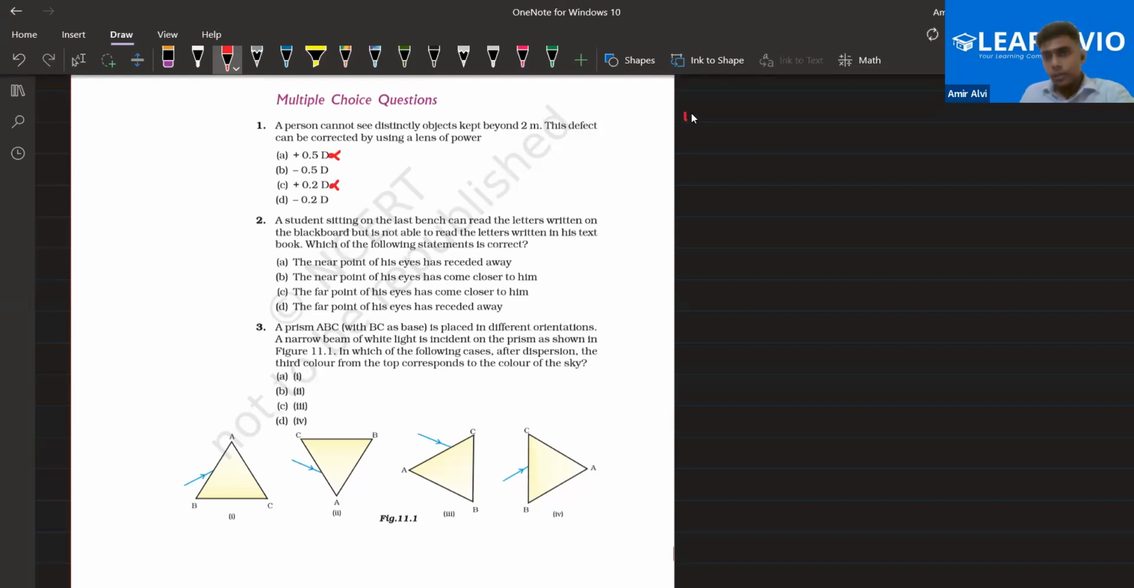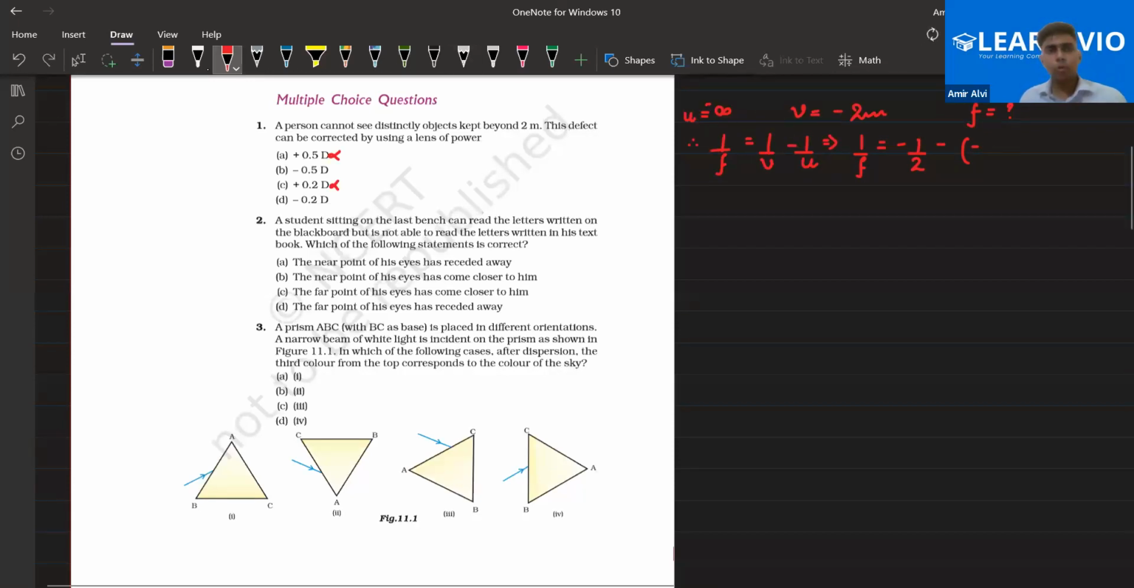In this case, the object distance would be infinity because we cannot see the distant object, right? And the image formed that we can see is at 2 meters, so it will be negative 2 meters. Clear, everyone? Okay, so we have to find the focal length, then power. Using the lens formula, 1 by f is equal to 1 by v minus 1 by u. So 1 by f is equal to 1 by v, which is minus 1 by 2, minus of minus 1 by infinity, because it is on the left hand side, so it is negative infinity.